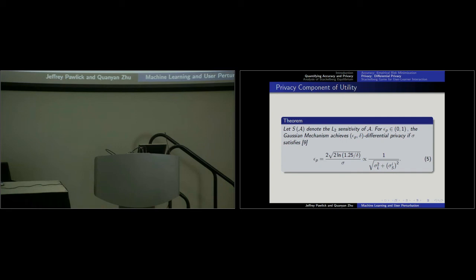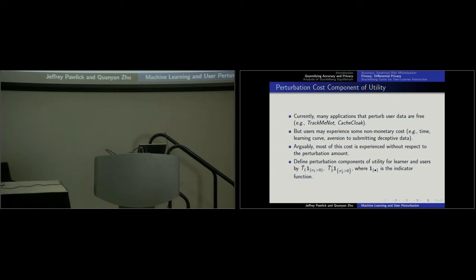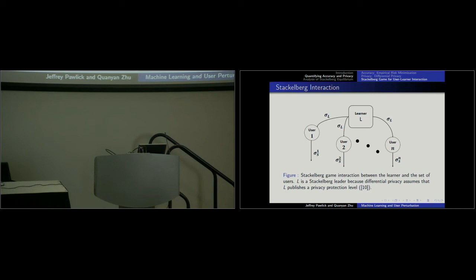The next thing that we're going to do is create some cost functions so that we can connect these two components together. We have a user sitting down here and a learner sitting up there. The learner can also perturb, and the user can also perturb.